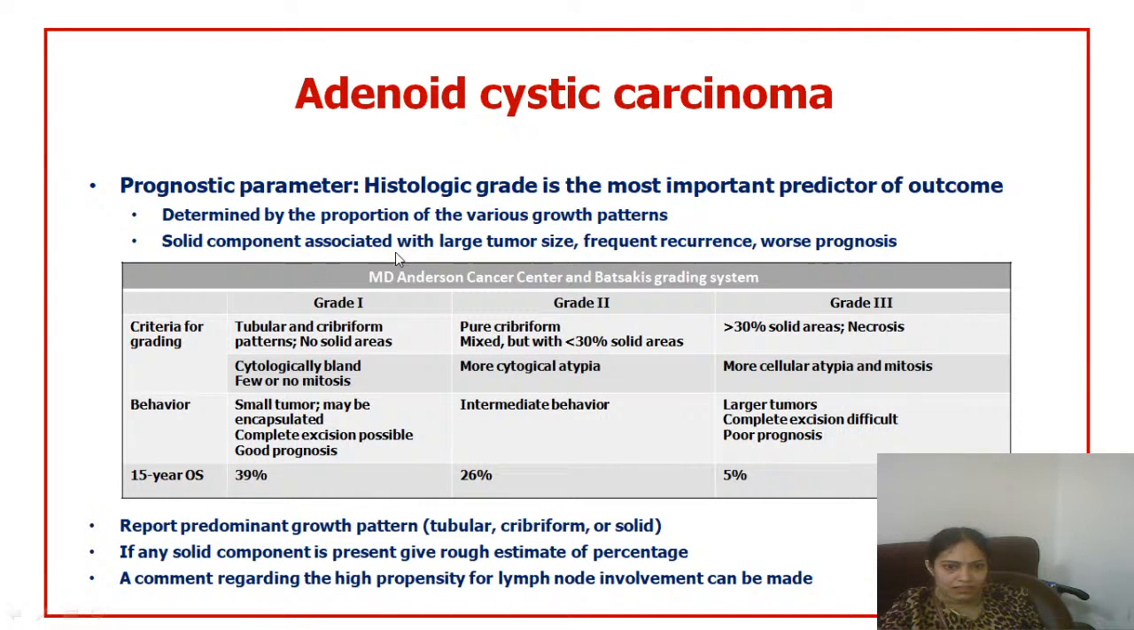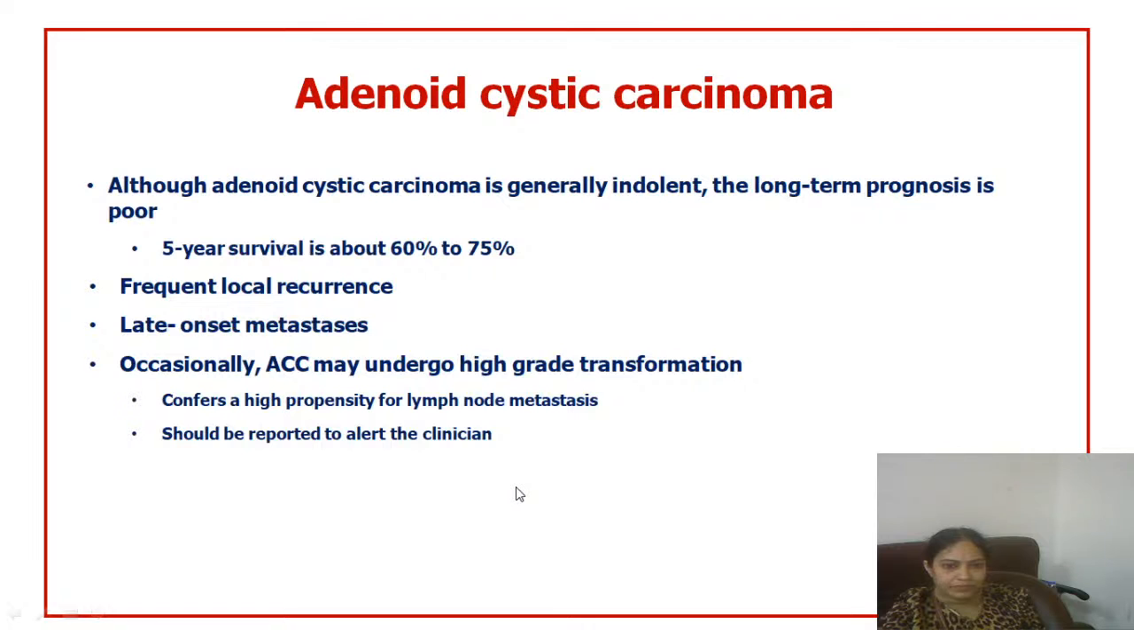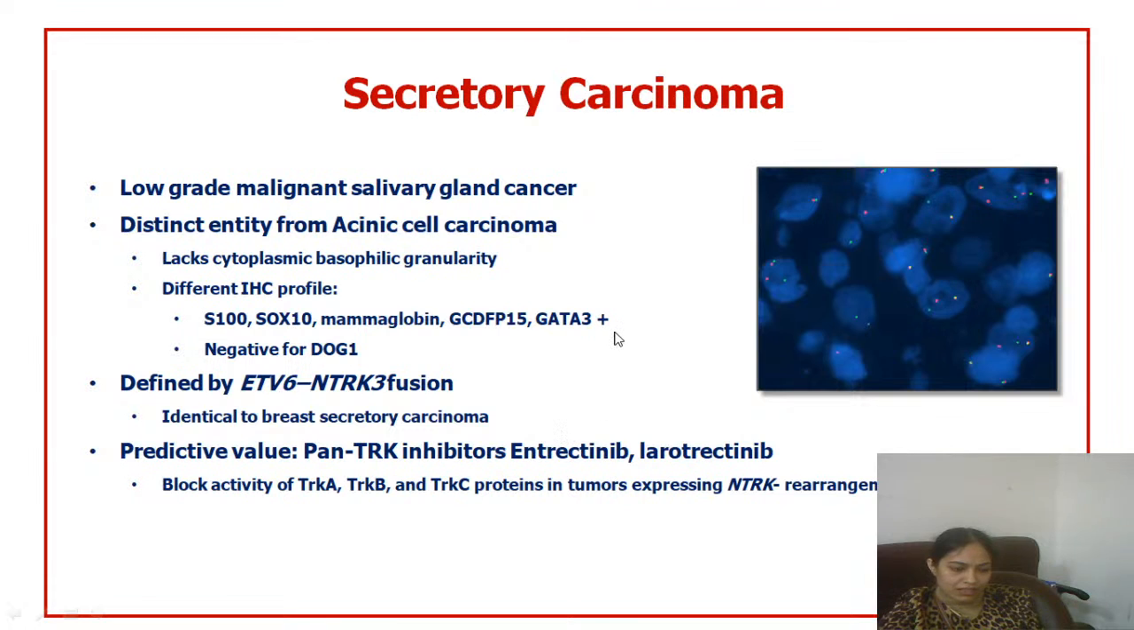There is a grading system with grades 1 to 3, grade 1 being the best and grade 3 being the worst, and grade 3 has a very poor prognosis as compared to grade 1. So although it's a generally indolent tumor, the long-term prognosis is poor, with a 5-year survival of only about 60 to 75%. There are frequent late local recurrences. You can have late onset metastasis, and occasionally it can undergo high-grade transformation as well, when it can metastasize to the lymph nodes.